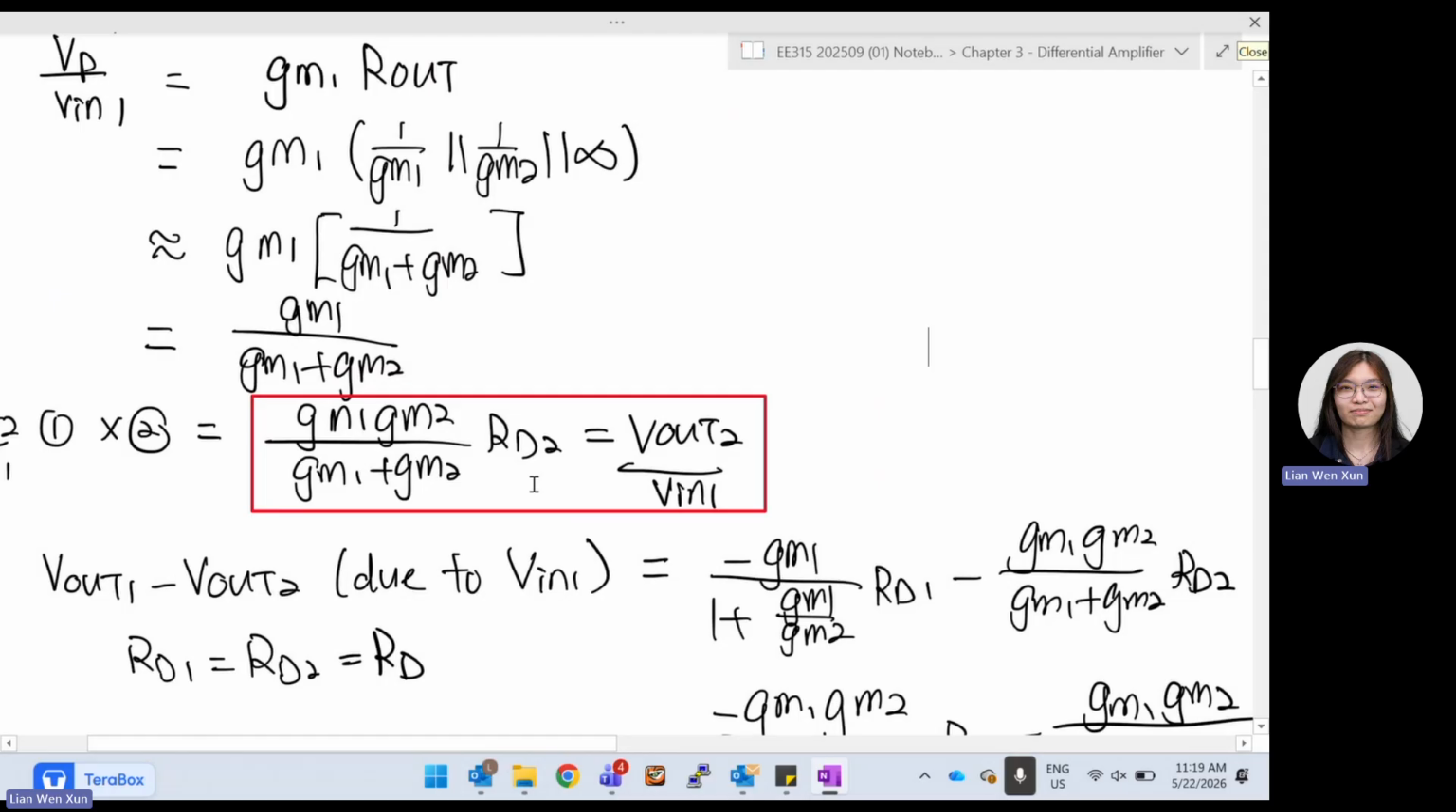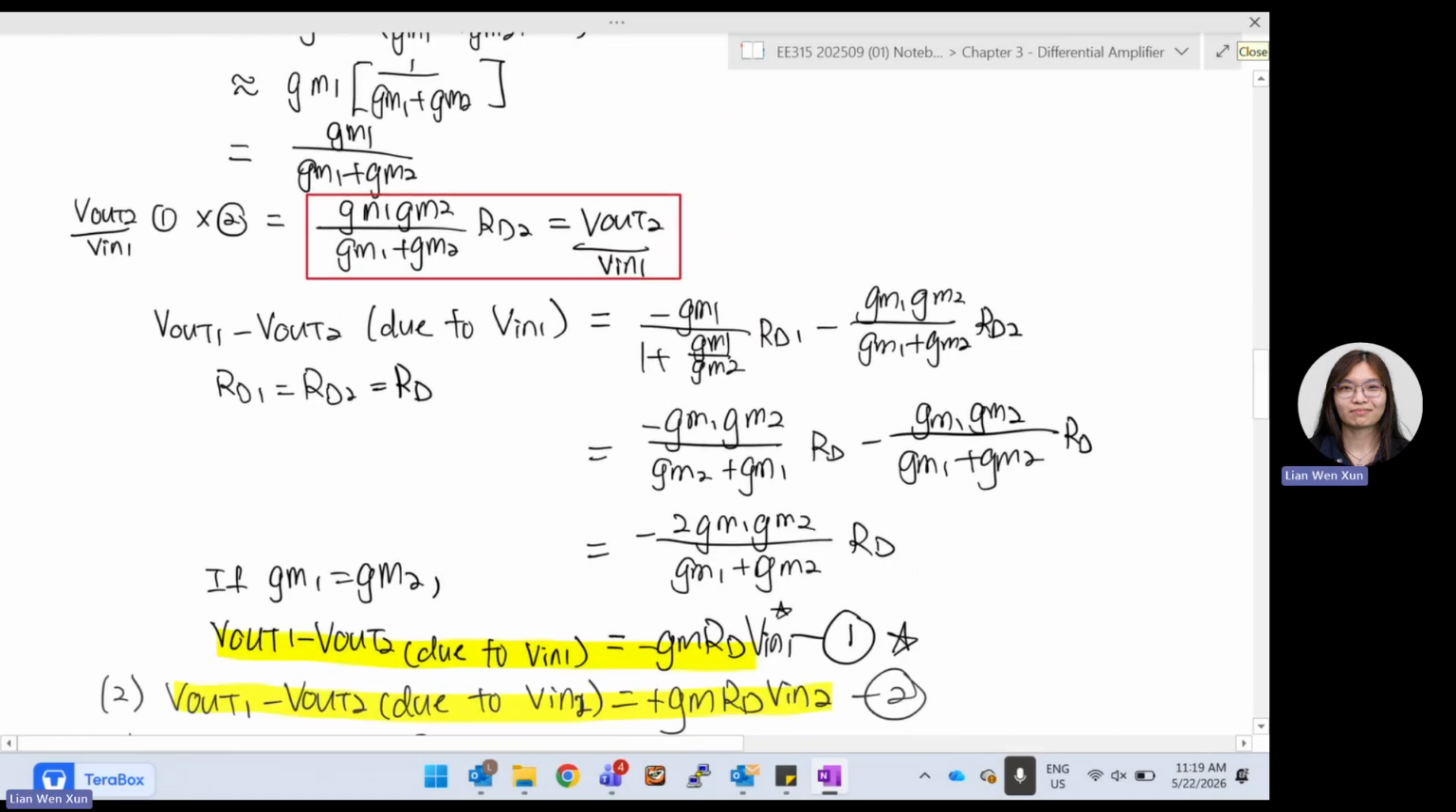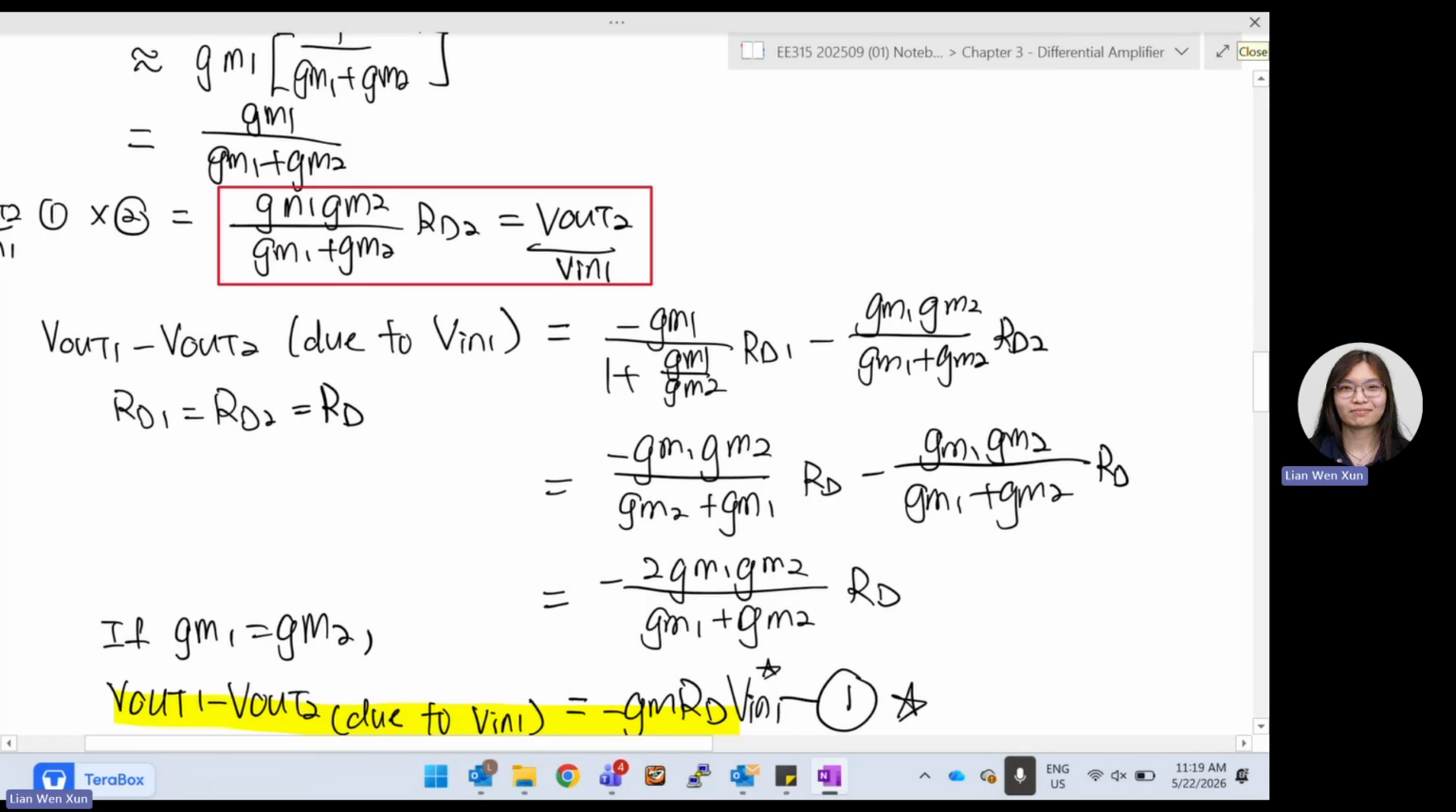So we have found Vout1 due to Vin1, and we have found Vout2 due to Vin1. The process is very, very lengthy. Since we have found both Vout due to Vin1, we can just substitute them now. So this was Vout1 due to Vin1.